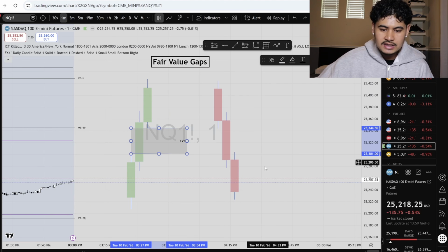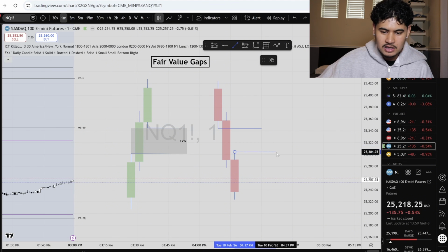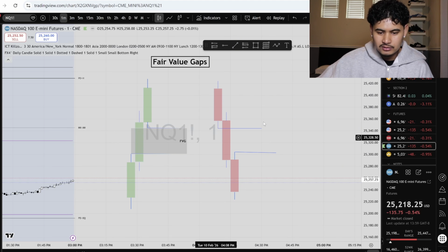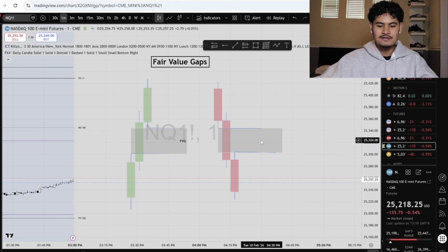Same thing with a bearish trend. You can see the bottom wick right here. You want to mark this out. And then you want to mark out the top wick of the third candle for bearish fair value gaps. So essentially it is just the area between the 3 candlesticks marked out by the wicks. So these are our fair value gaps right here.